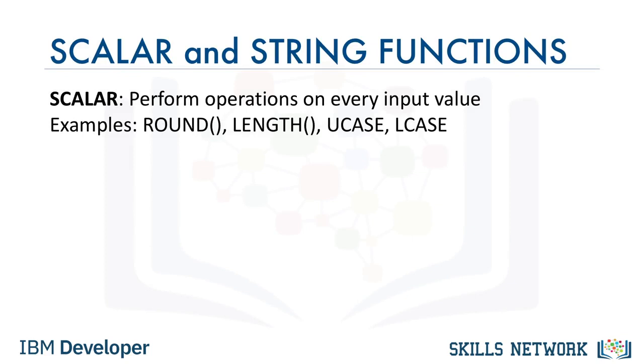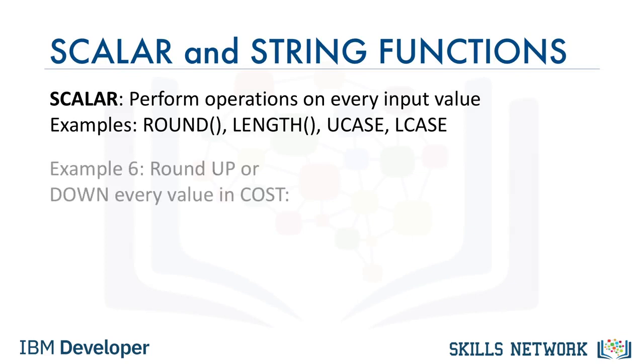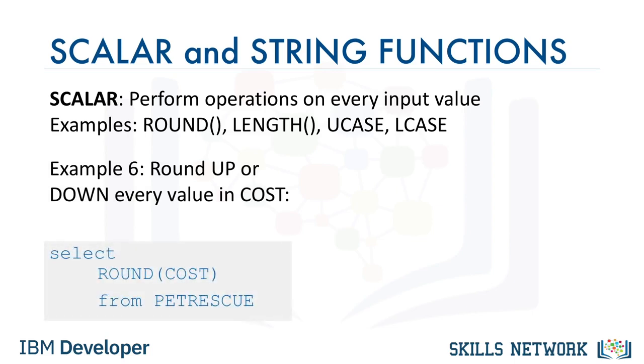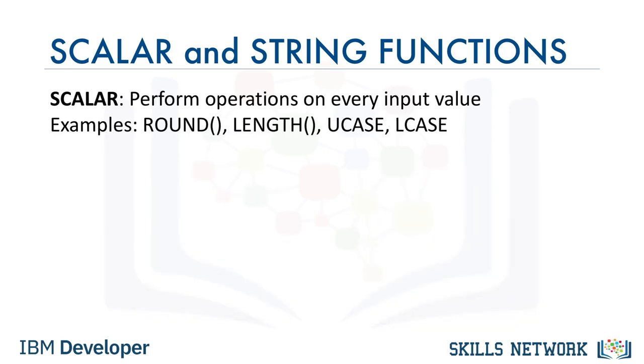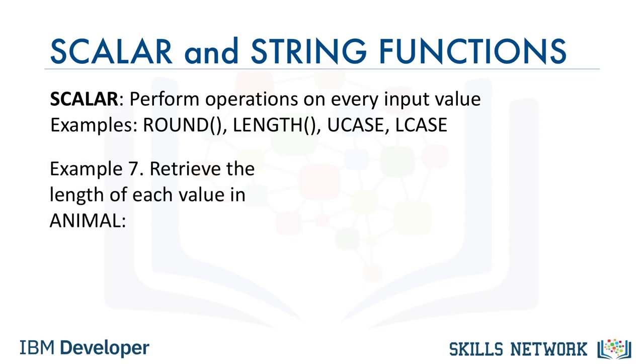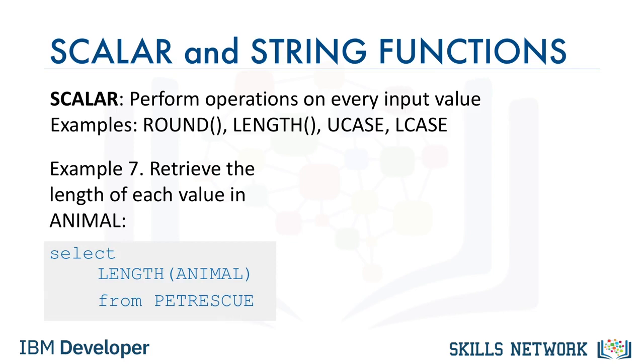Scalar functions perform operations on individual values. For example, to round up or down every value in the cost column to the nearest integer, select round(cost) from pet rescue. There is a class of scalar functions called string functions that can be used for operations on strings, that is, char and varchar values. For example, to retrieve the length of each value in the animal column, select length(animal) from pet rescue.